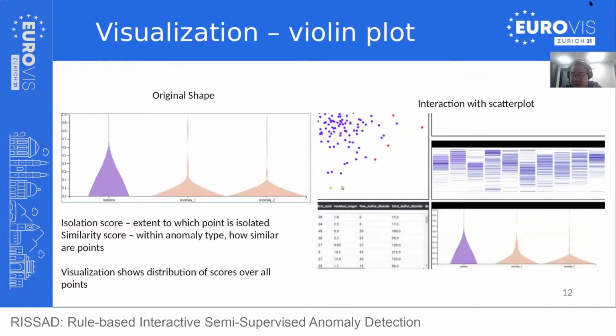The violin plot is used to show the distribution of isolation and similarity scores of all data points. As shown on the left, the first plot is for isolation score, and the rest are similarity scores for each anomaly cluster. When users hover over a point in the scatter plot, its relevant position in the violin plot is highlighted in black lines, as shown on the right. This helps the user decide how to label a point.